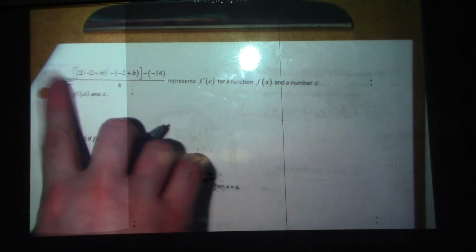Another limit definition here. I'm given the limit definition of the derivative, and I want to know what function we are taking the derivative of and at what point, because I actually don't have an x. So you can think of this as your 2(x+h) cubed minus (x+h) over h, like the f of the value minus f of the value, over h.